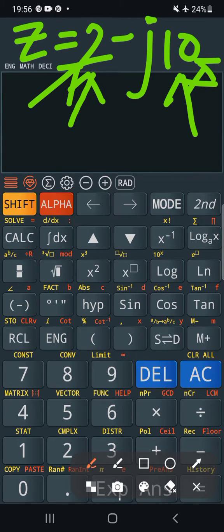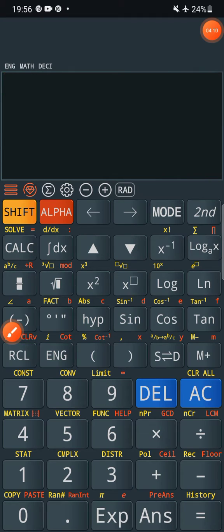Now see, while we are converting the rectangle to polar form in this particular calculator, what we need to do is convert from rectangle to polar.